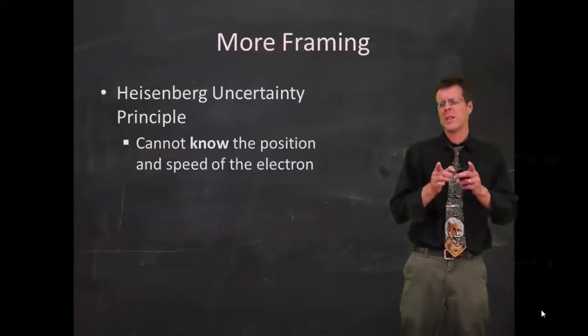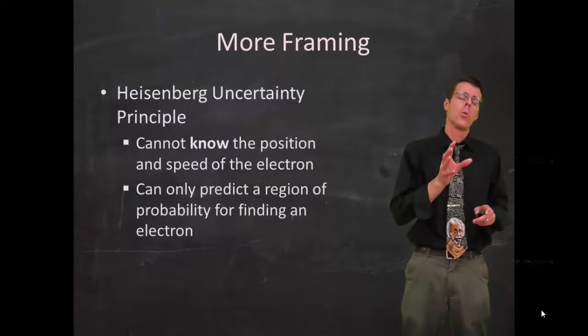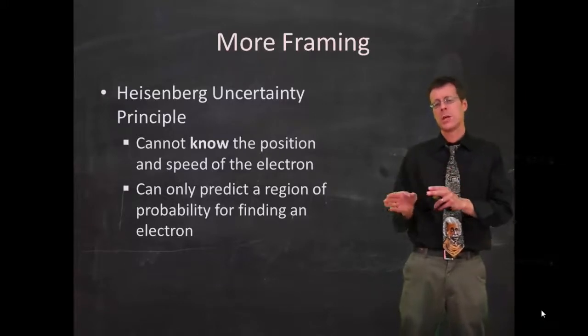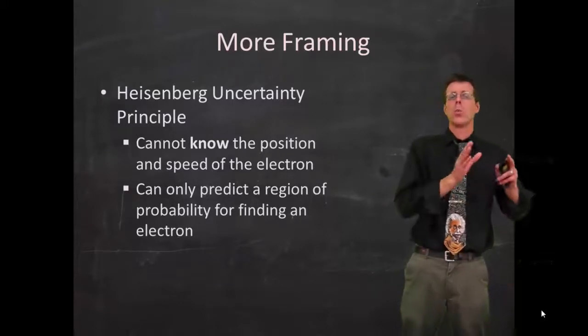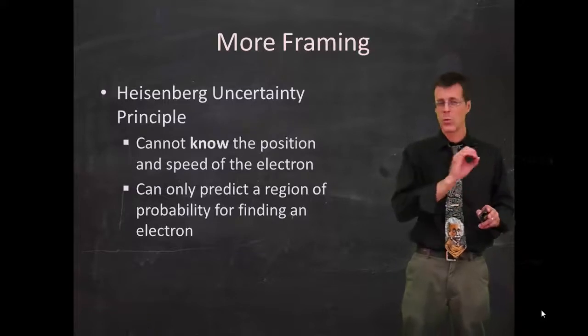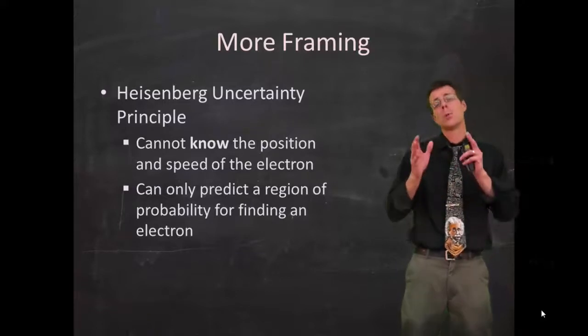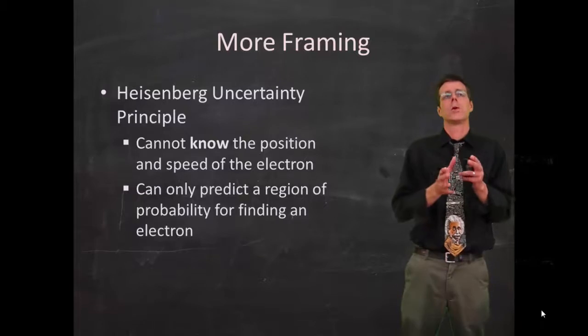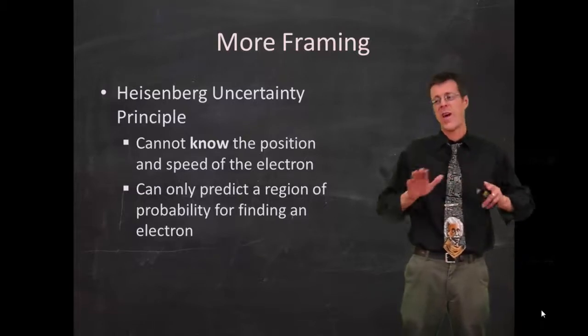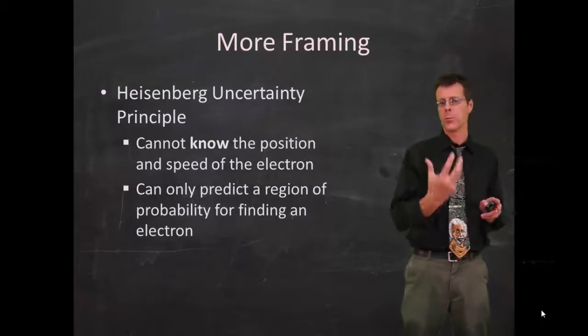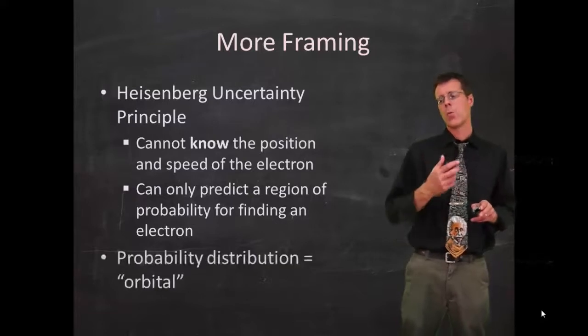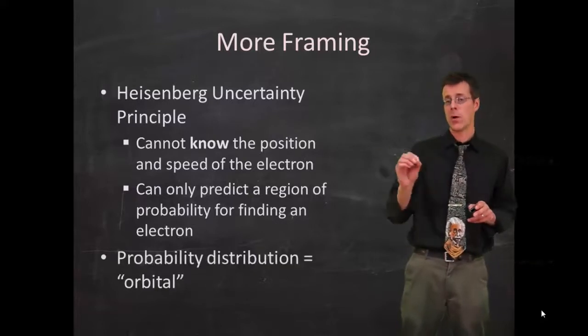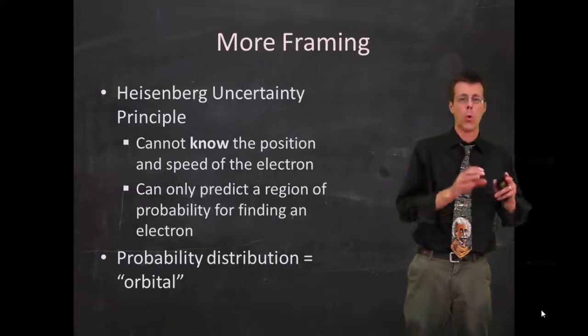Okay, bad day. Anyhow, what we are able to do is predict fairly accurately, we think, where the electron probably is. We can't have 100% certainty, but we can get a pretty good idea of where the electron should be. So that's the best we're going to be able to do. We'll talk about probability distribution. And we're going to give that probability distribution the name orbital.